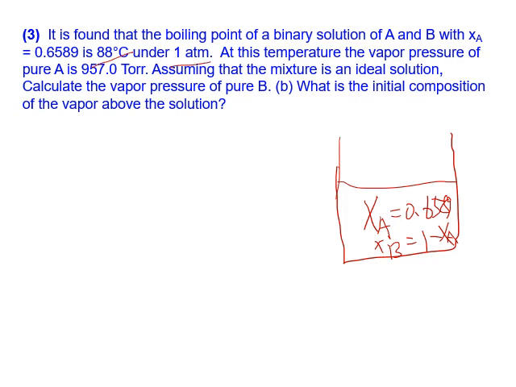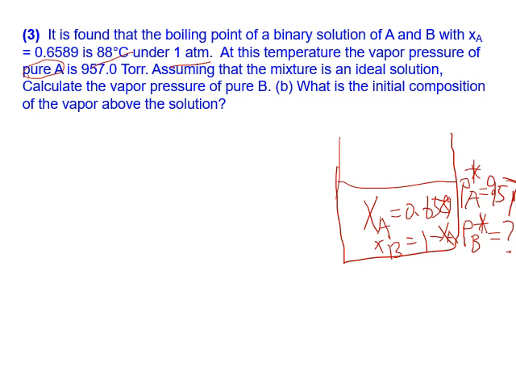At 1 atmosphere, and at this temperature, the vapor pressure of pure A, note it's pure A, is 957 torr. Assuming it's an ideal solution, calculate the vapor pressure of pure B. So it asks you to calculate the pure B vapor pressure.